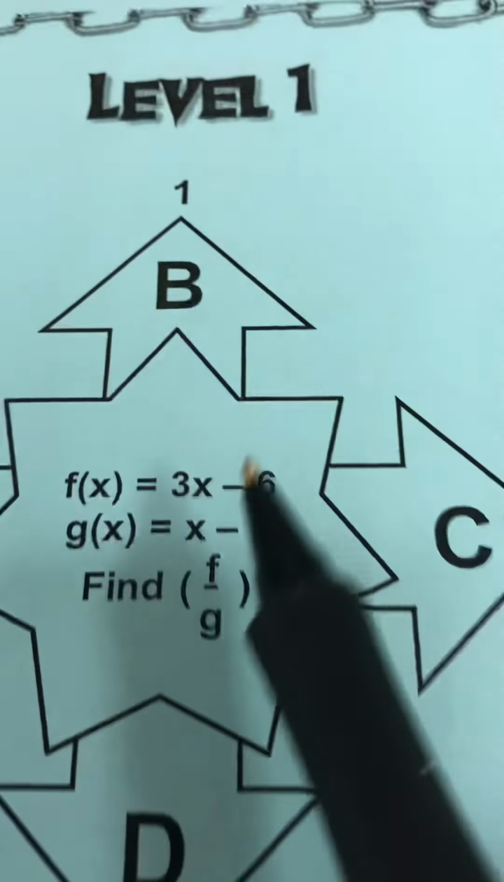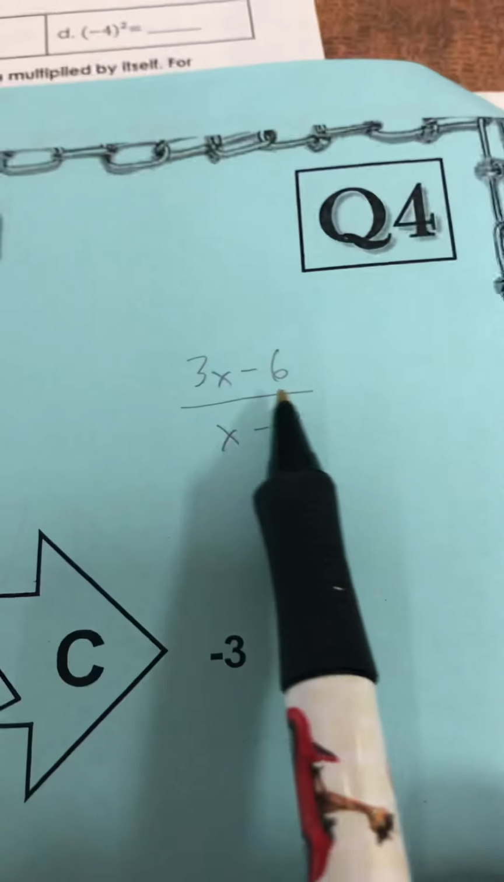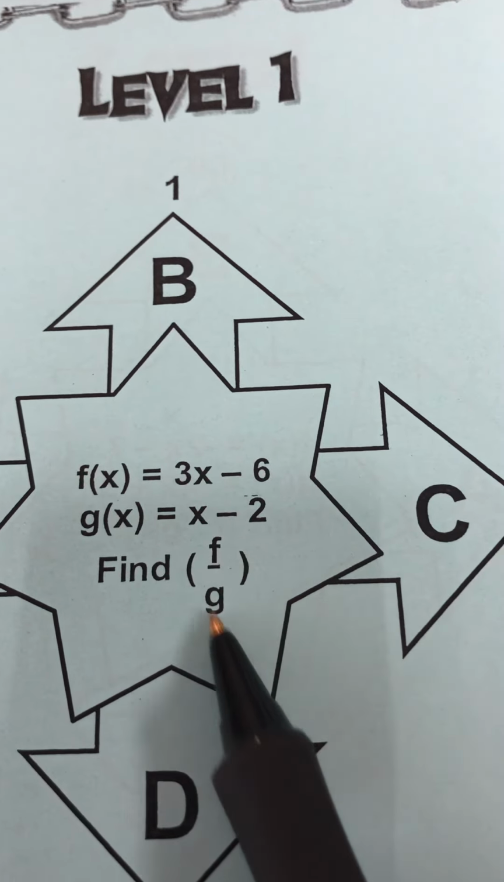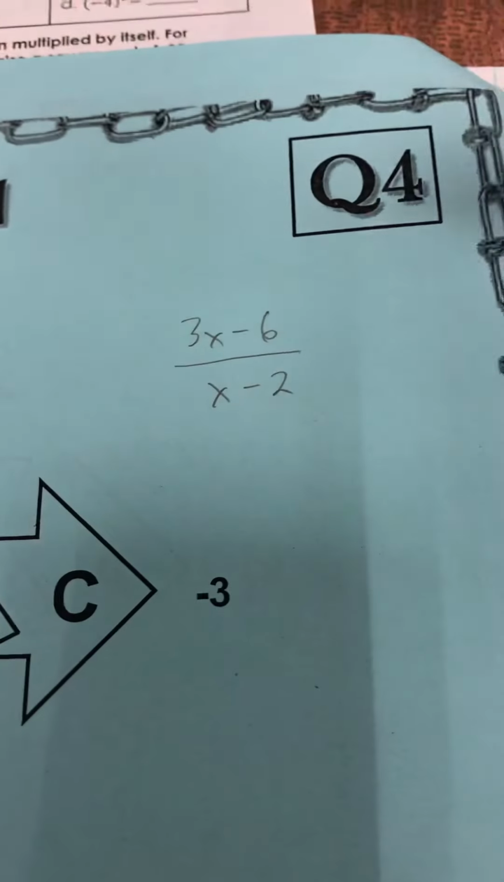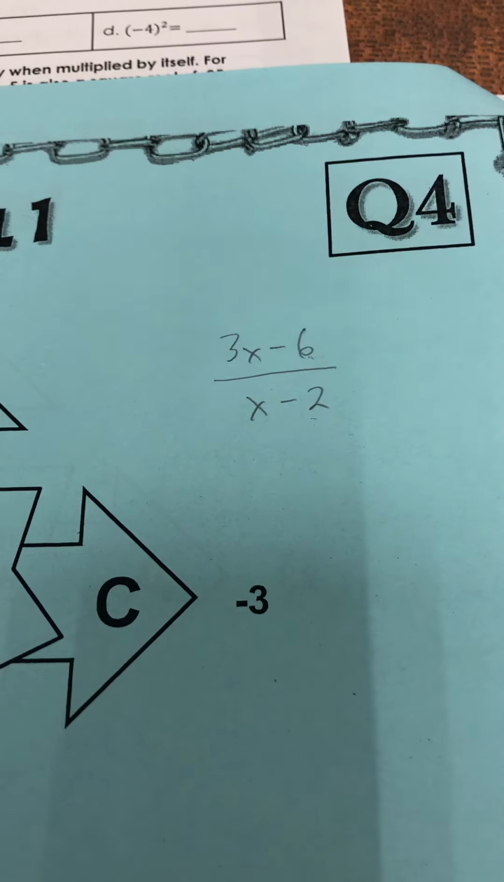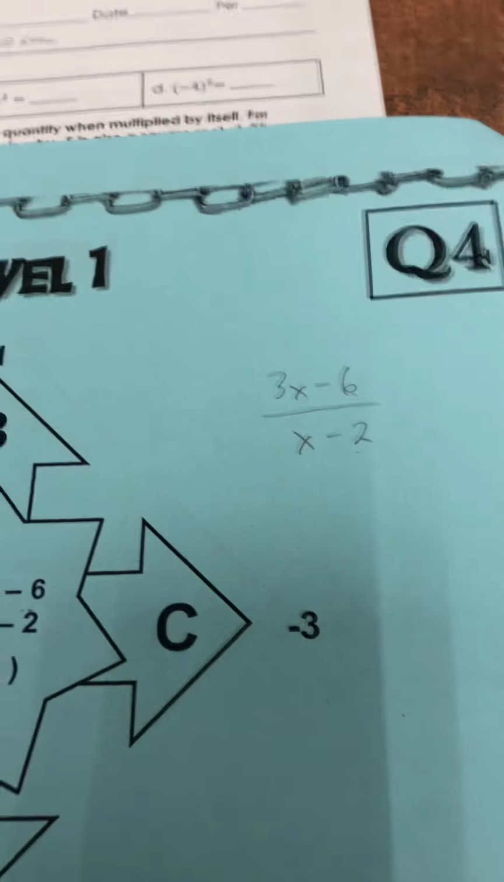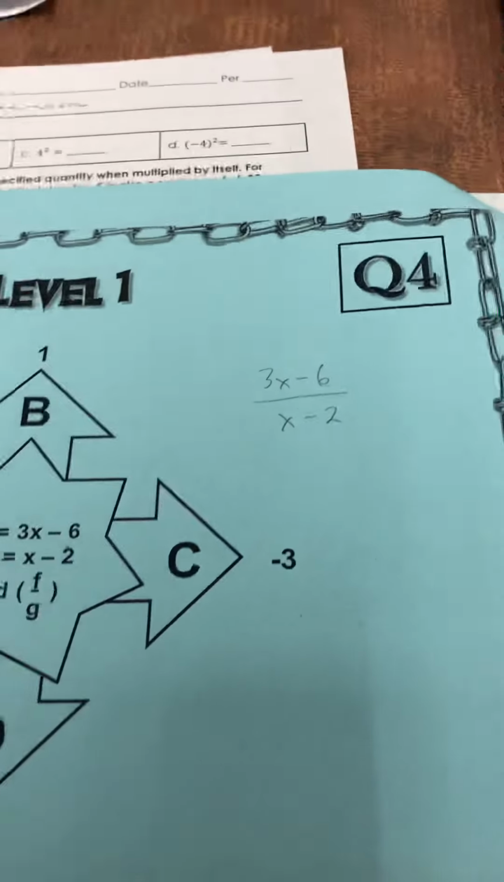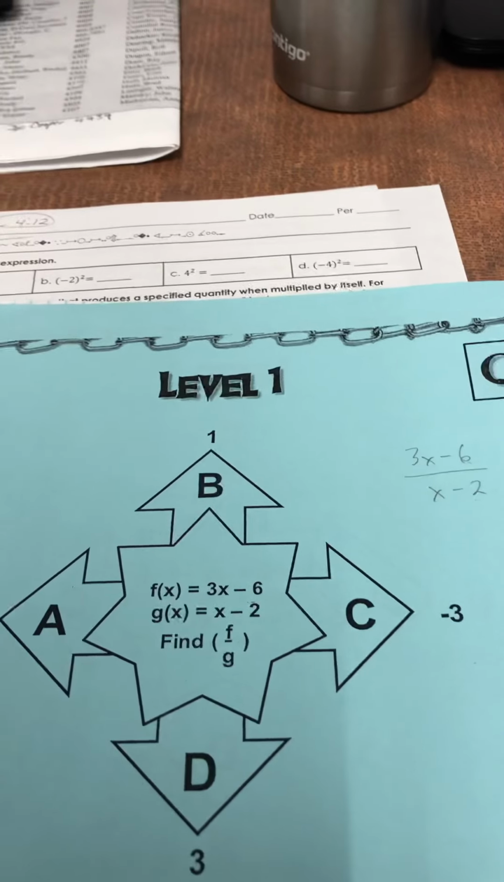And then for level 1, this one, I'm just going to leave it at this. They just want you to take f divided by g. So you're just going to take f divided by g, and I'll let you finish at least one of these. So you set it up like that, and you're just going to be doing division. And you're going to get one of these numbers.